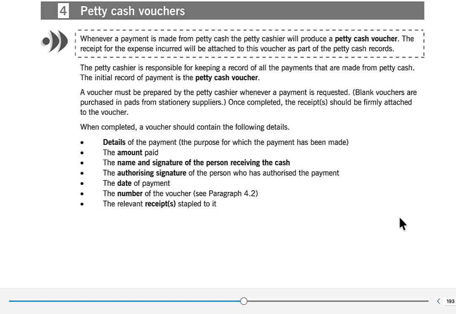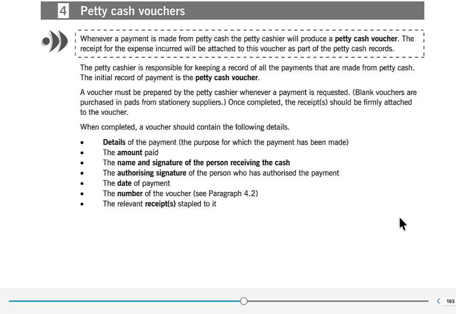Voucher plus receipt. The receipt is normally a shop receipt, also called a till roll receipt. Sometimes it may be another type of proof, but in most cases it must be a receipt. The receipt should be stapled firmly to the voucher, so it does not get lost.